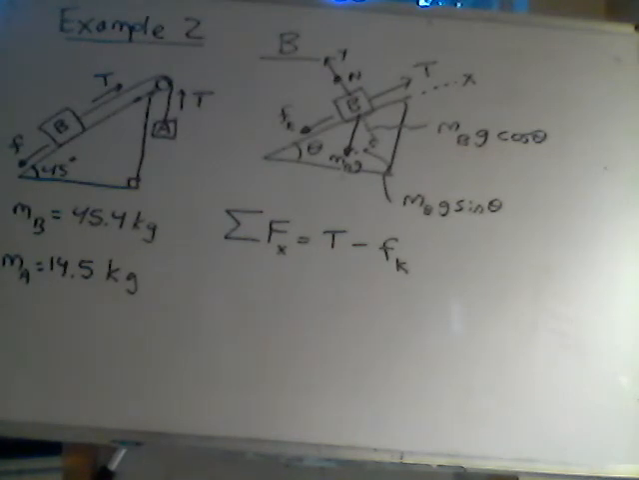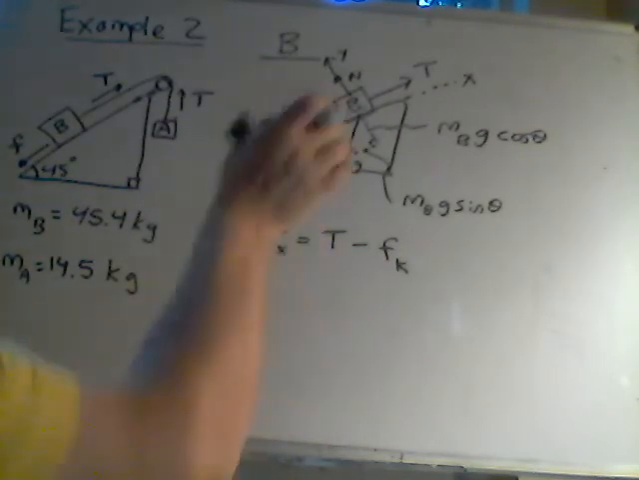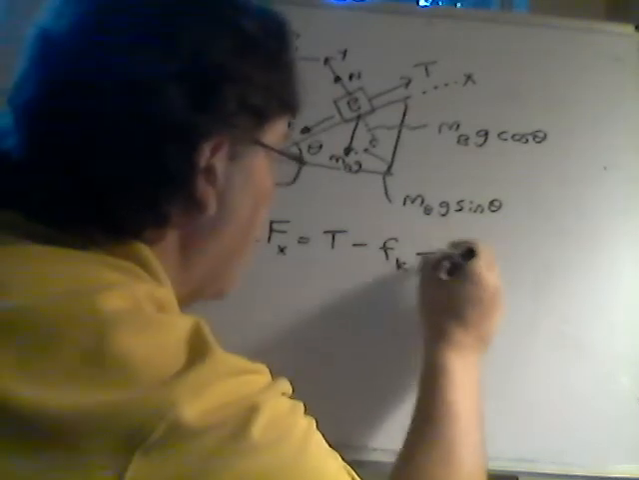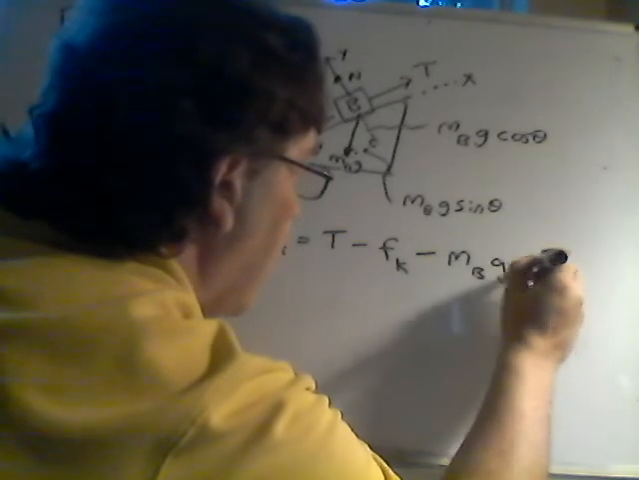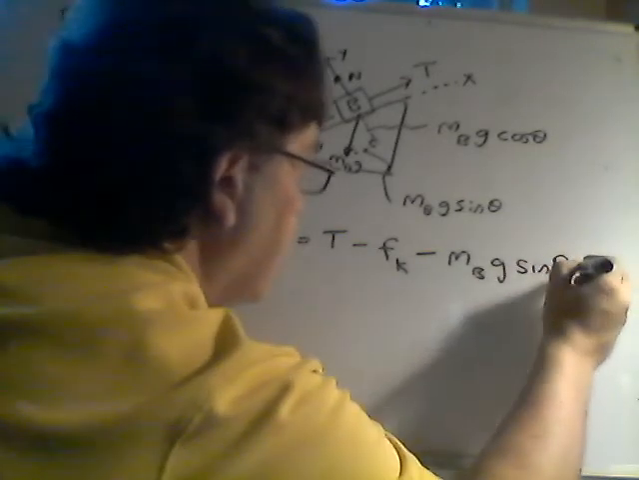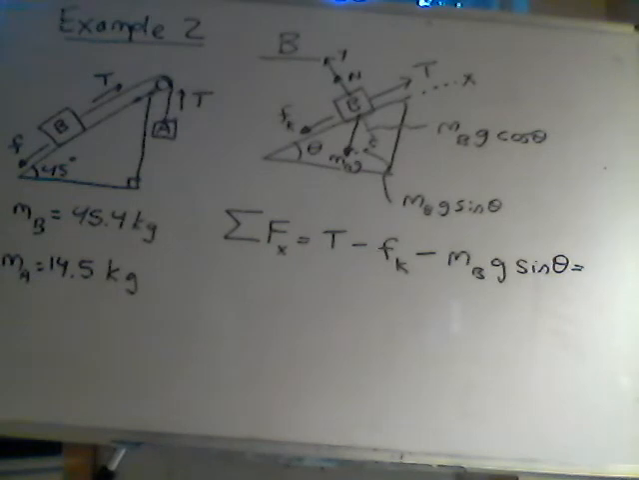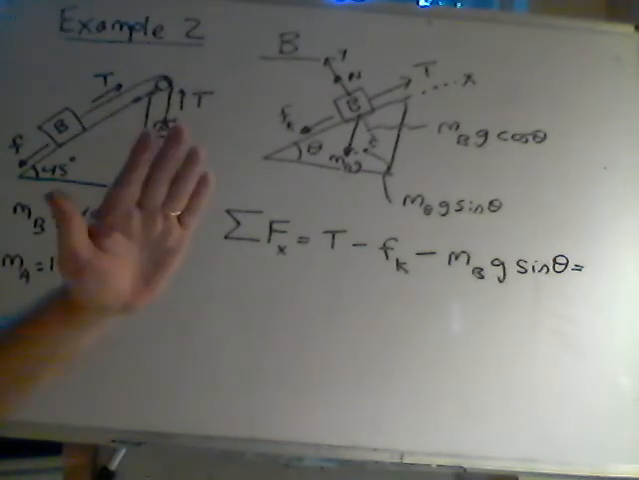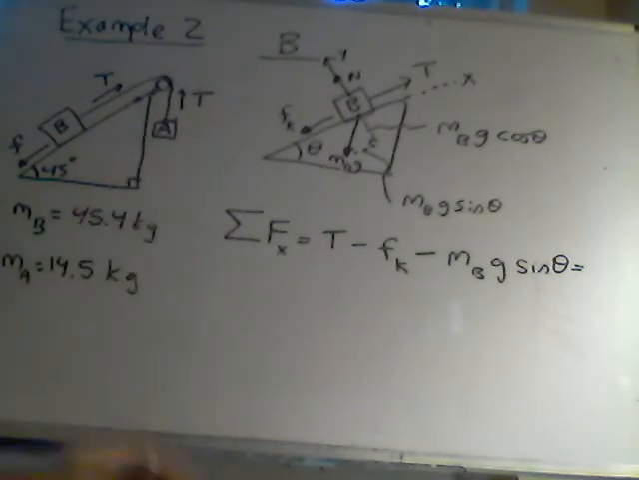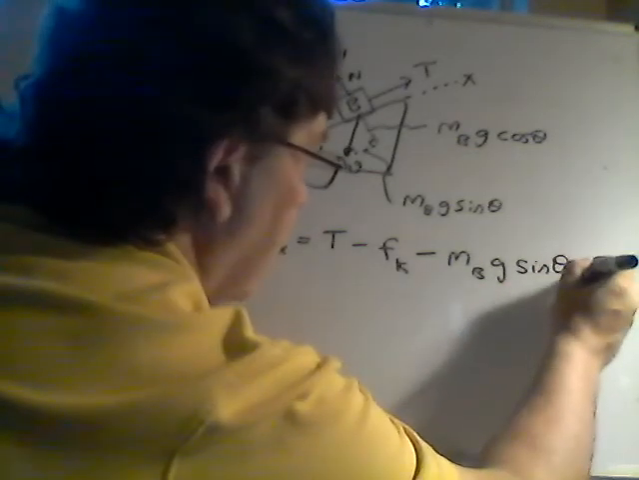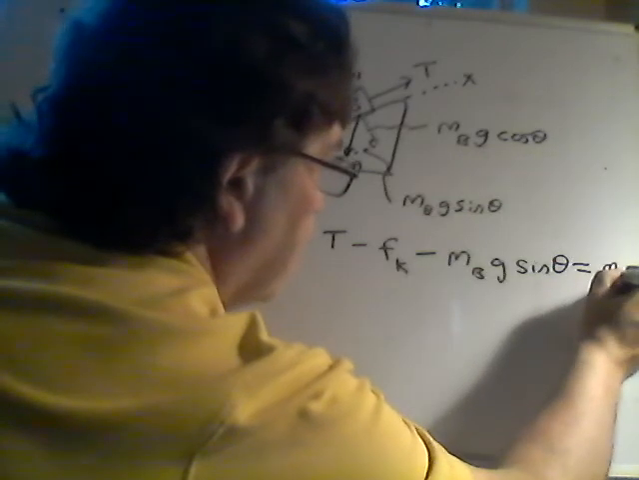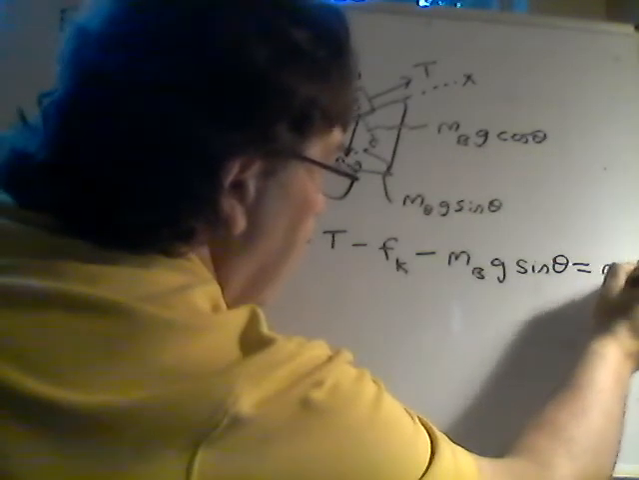It's going to have a negative y and a negative x. It's really a third quadrant vector in this regime. You're kind of tilting, it'll be a third quadrant. So minus m sub b g sine of theta. And that's equal to, now I am going to make the assumption that the acceleration is along the positive. I'm pretty sure it's down the incline, but we're going to make the assumption that it is positive, m sub b a.